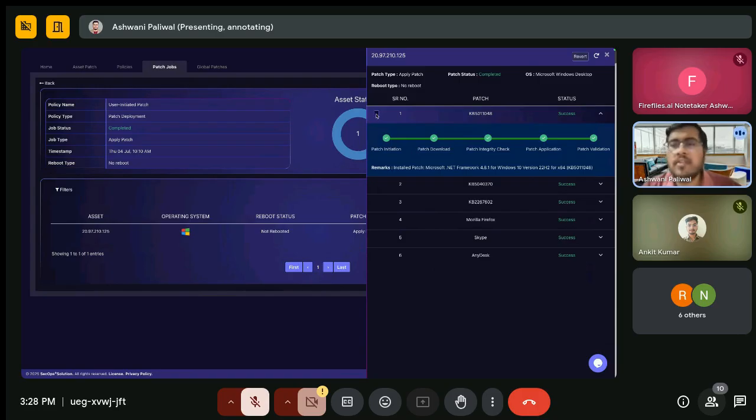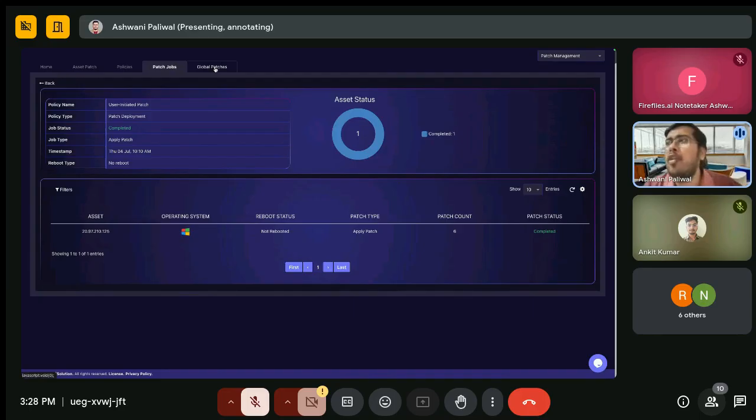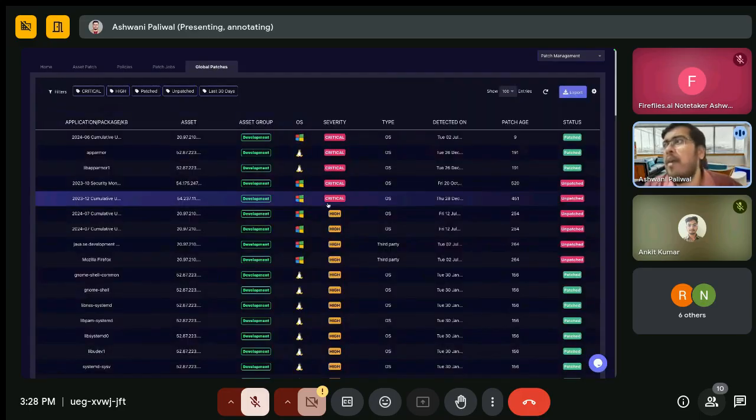Now, let's say for some reason, I want to revert this patch. So I can just go ahead, click here, click on revert, and I can revert the patch right here from the platform. And for all those reportings that you require, you can get all those detailed reports from here.